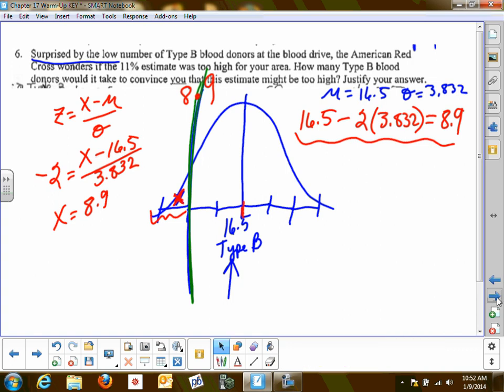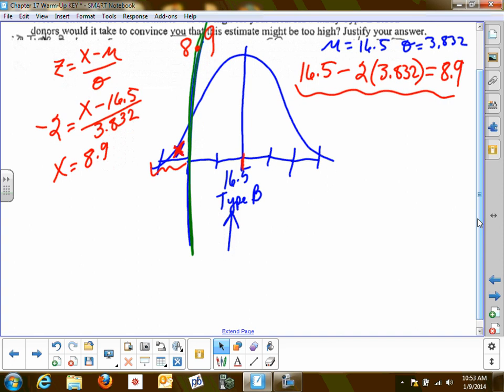Okay, so I want to make sure we answered what it says here. How many type B blood donors would it take to convince you that the estimate the Red Cross gave us is too high? Think about this. The Red Cross says in the whole country there's 11% type B blood. So when you have your blood drive today, expect somewhere around 16 and a half. But we got something way down here. We got 8 or less people.